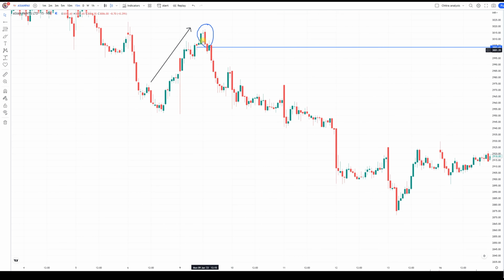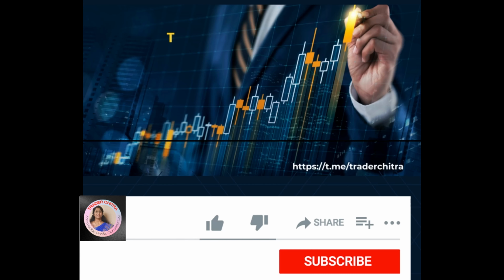We got this pattern at the resistance level. So we got three confirmations. One is the resistance level where we got this pattern, and after that the doji candle and the bearish engulfing.